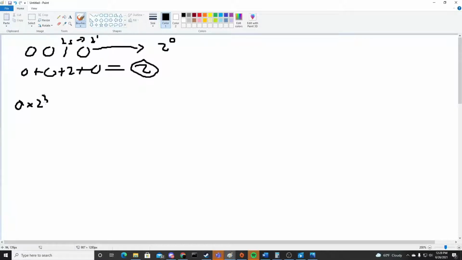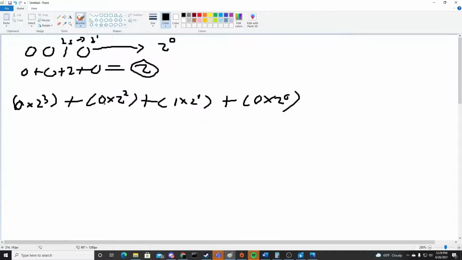2 to the third, which is, again, just 8, plus 0 times 2 squared, which is just 4. This is our 2 squared place, or our 4's place, plus 1 now, since we have a 1 in our 2's place, 1 times 2 to the first, plus 0, because we have 0 in our 1's place, 0 times 2 to the 0. And then you would basically just simplify this out, do the multiplication and addition, and that would give you the same result, 2.